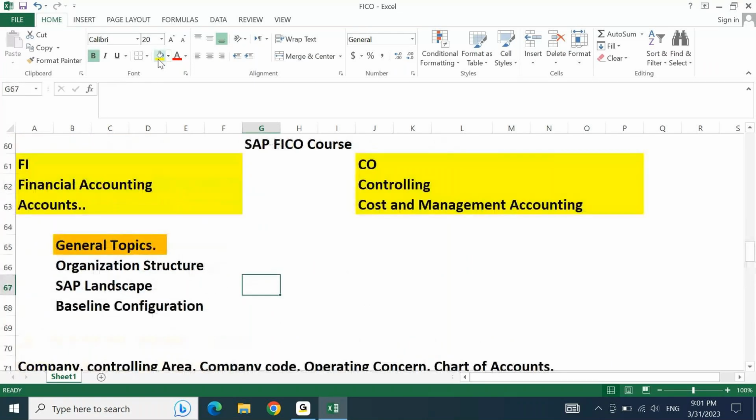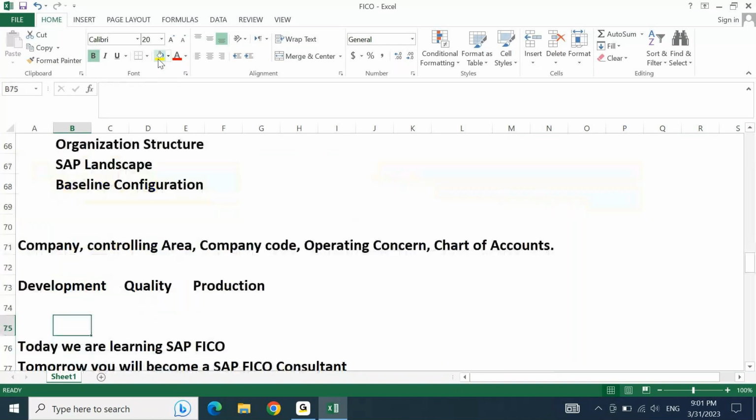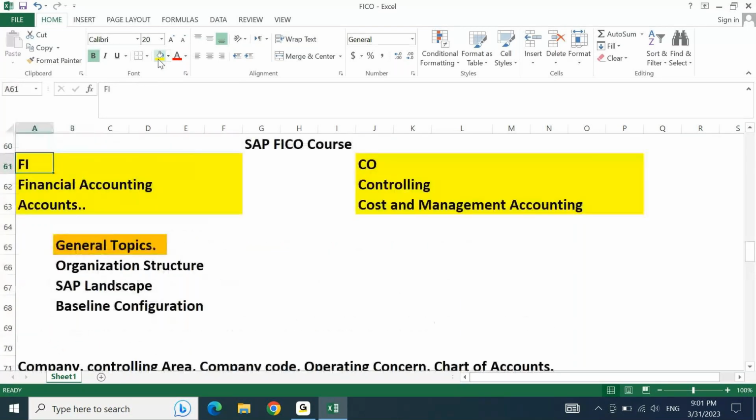Before you start, we have listed here, right? You must know the general topic, your org structure, system landscape, baseline config. Only then you have to step into your FI course or your CO course. Without this, if you're doing it directly, then it's not going to help you. The day when we realize, it would have cost you a lot. Now you're realizing it practically, right? Yes, sir. Exactly. I'm facing it.